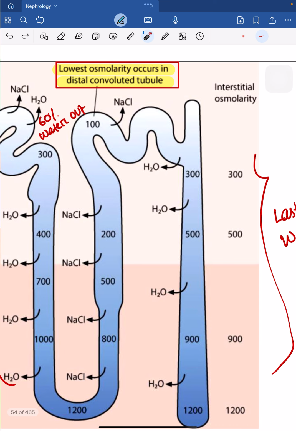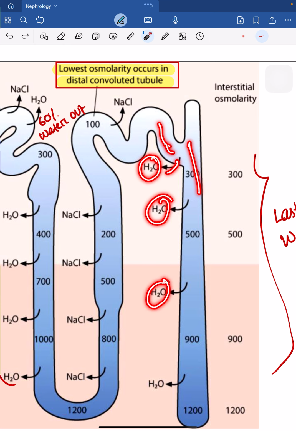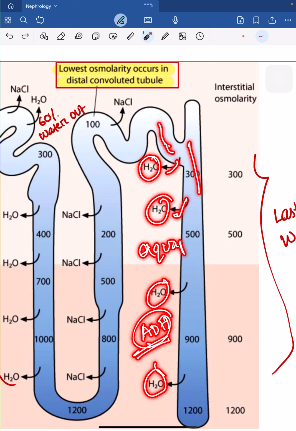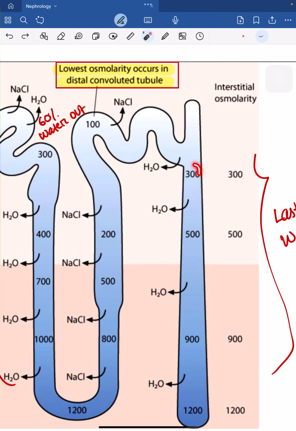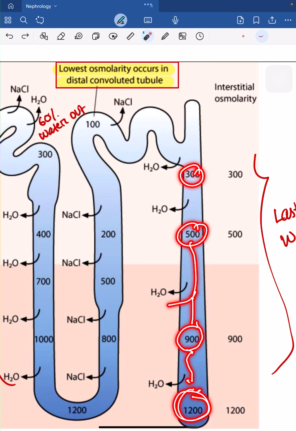Okay, now look, in the distal DCT and collecting duct, here water is out, water is out, water is out in response to ADH. ADH acts through the aquaporin channel and brings this water out. So osmolarity again rises, 100 to 300, 300 to 500, then 900, and again water out, 1200, the highest osmolarity.